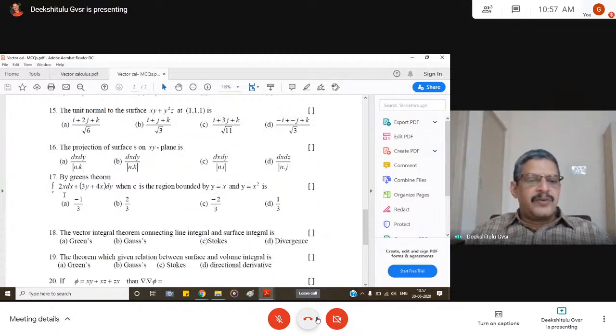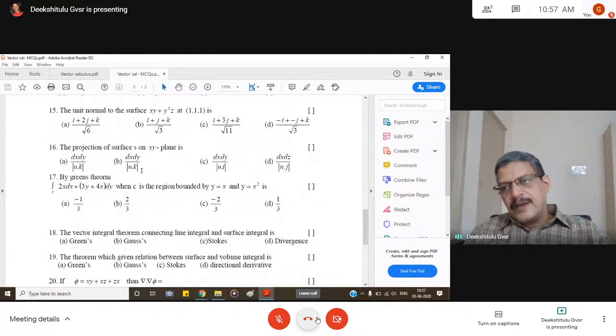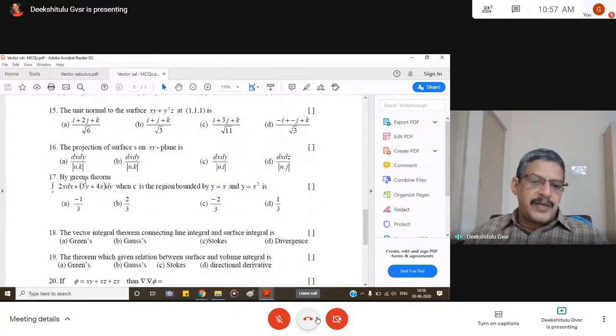By Green's theorem, below C, 2x dx plus 3x... You say that big problems, tricks, very lengthy problems. So see here, Green's theorem application, direct problem on Green's theorem. You have to do the problem. There is no way out. You want to do it, you have to do it.